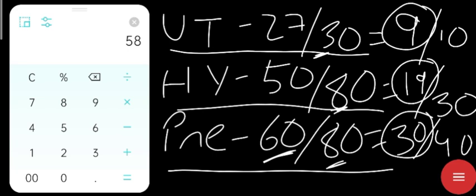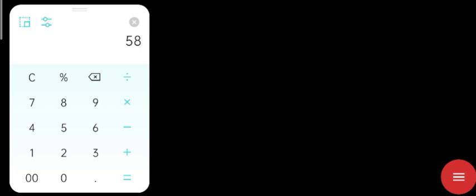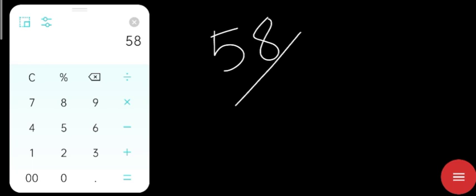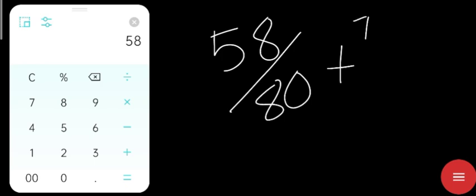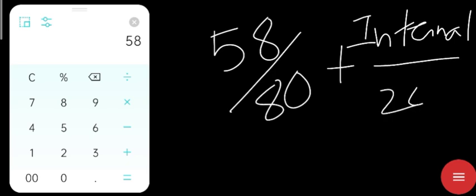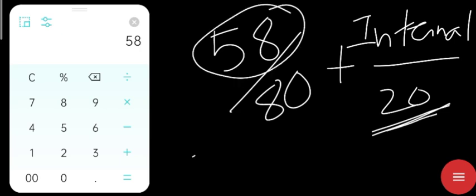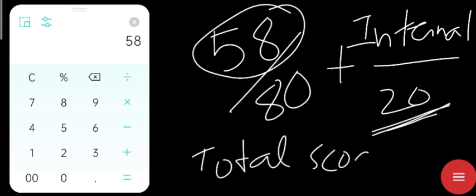Along with these marks, what needs to be added is the internal assessment given by the school, and that is how you can find out the total marks of the student out of 100. So it will be 58 out of 80 in this subject. Along with this, what will be added is the internal assessment marks out of 20 that will be awarded from the school to the child, and that will give us the total marks of this specific student in this specific subject out of 100, and that would be the score.